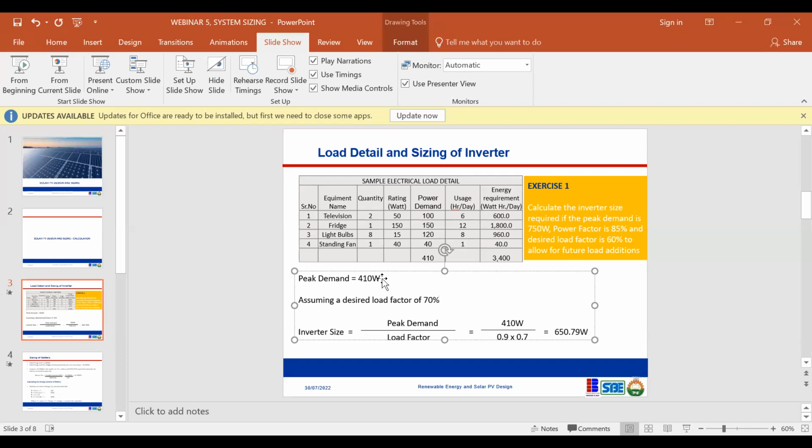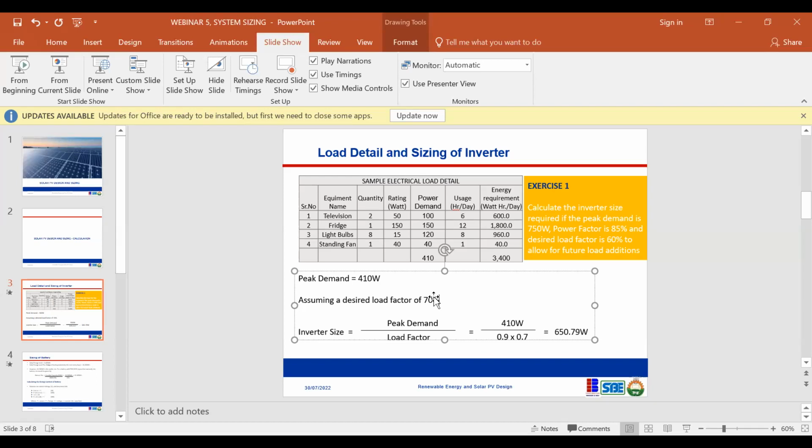So based on that, we come in with a concept of load factor. If you have an inverter that is 410 watts, you don't want to load it to 100%, because then you have used all the capacity of the inverter. But what happens if there is a surge? If there is a surge, that means the inverter will ultimately get damaged. Also, what happens if you get additional equipment into your house? That means you need to get a higher capacity inverter. So in our design, we have to assume that the inverter is not loaded up to 100%. That is what we refer to as load factor.